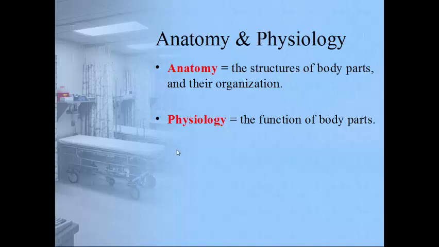First off, we'll start with the actual terms, the definitions for anatomy and physiology. They are related, obviously, but they're not interchangeable. They're not the same thing, even though people use it that way. Anatomy is the structure of body parts and how they're organized. And physiology is how those body parts function. So even though they're related, they're not the same. So anatomy, the actual structures themselves, and for physiology, how those body parts function.